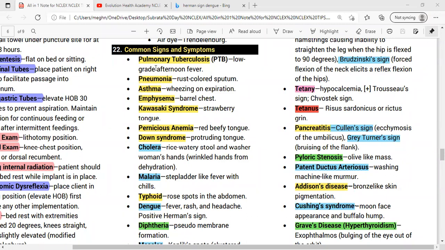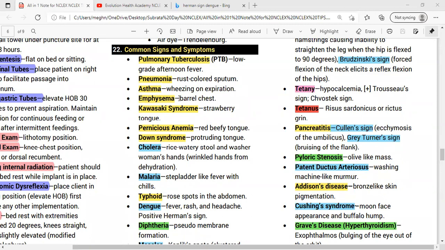Pneumonia is a lung infection, most common in the extremely young or extremely old, meaning infants and older persons, where it is more common and dangerous. The cardinal sign is rust-colored sputum. In asthma, we find wheezing on expiration. So if anybody has wheezing, first we think about bronchial asthma.